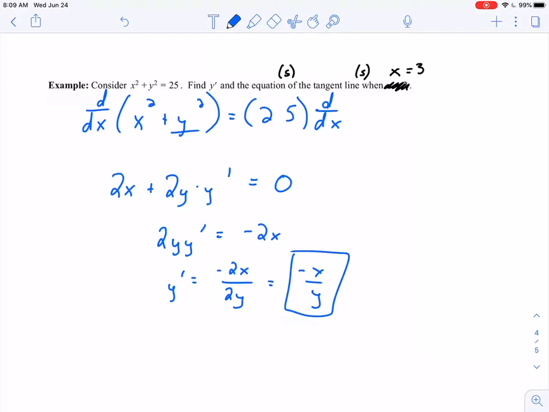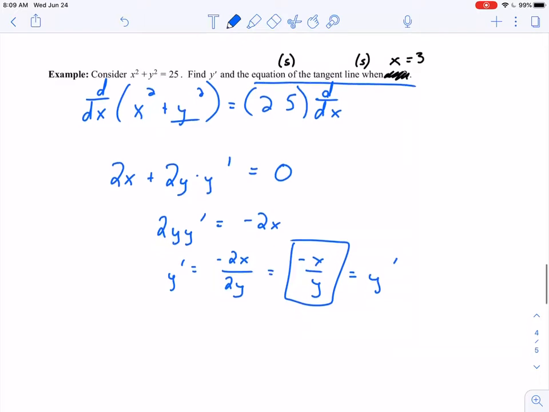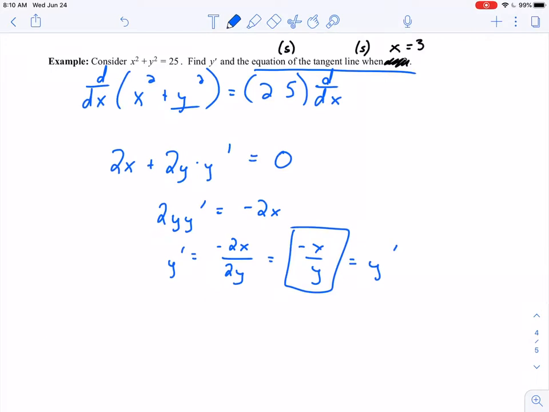So okay, we've got our y prime. This is equal to y prime. Now we want the equations of the tangent lines when x is equal to 3. So let's think about this for a minute. Whenever I write the equation of the tangent line, I need 3 things. I need an x value, which is given to me, that's 3. I need a y value, I don't have that. And I need a slope, I don't have that either.